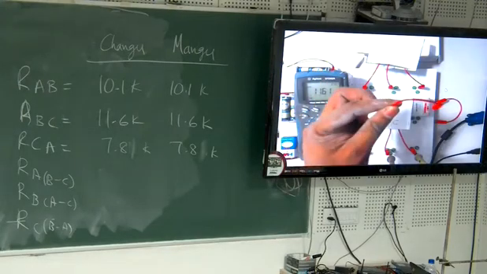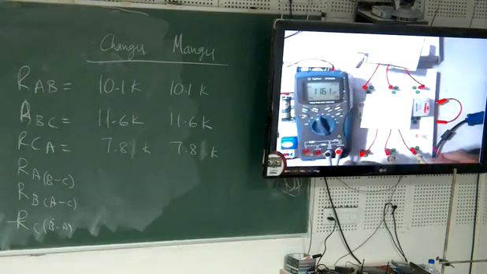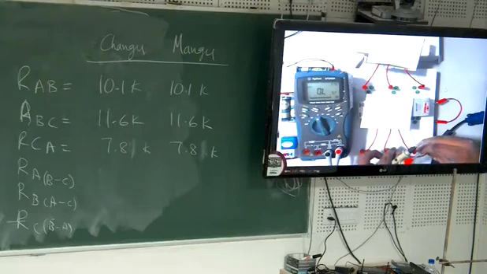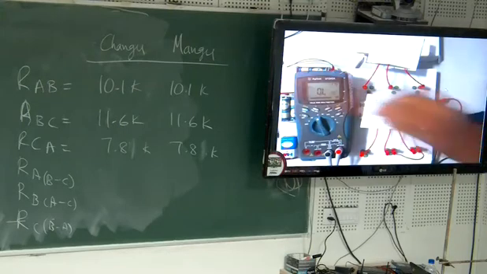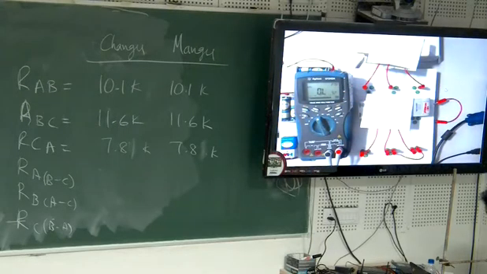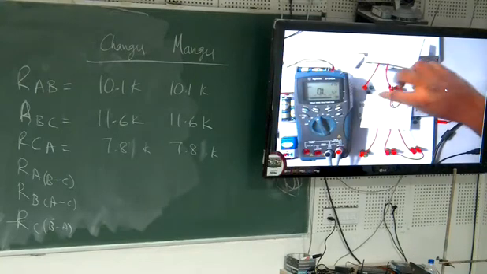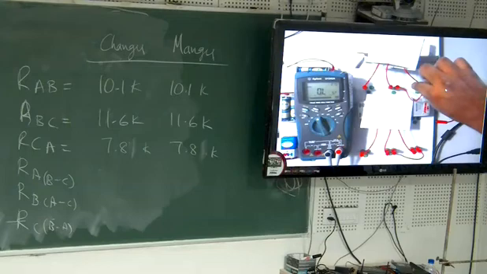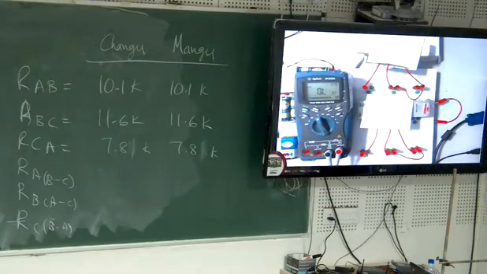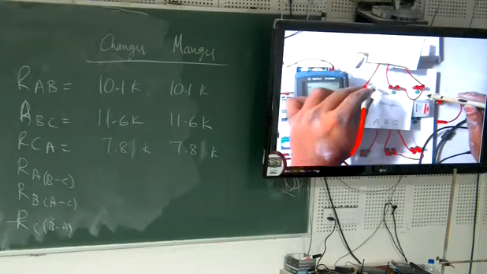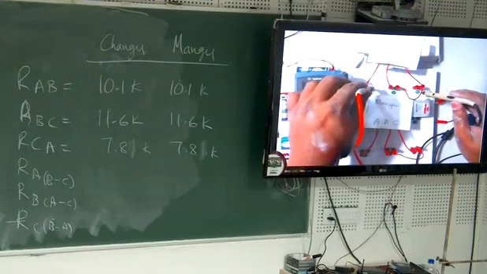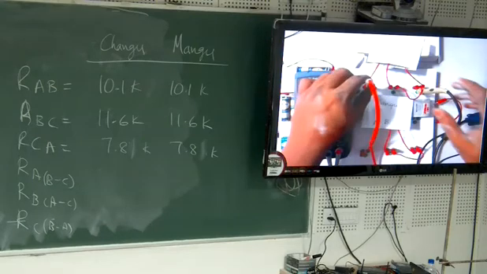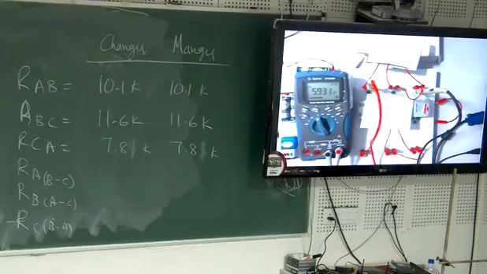So I'm using this one. Let's try the first one. I am short circuiting B and C, and then I'm short circuiting B and C here also. Now measure the resistance in the first case between this and the short circuited part. How much is it?